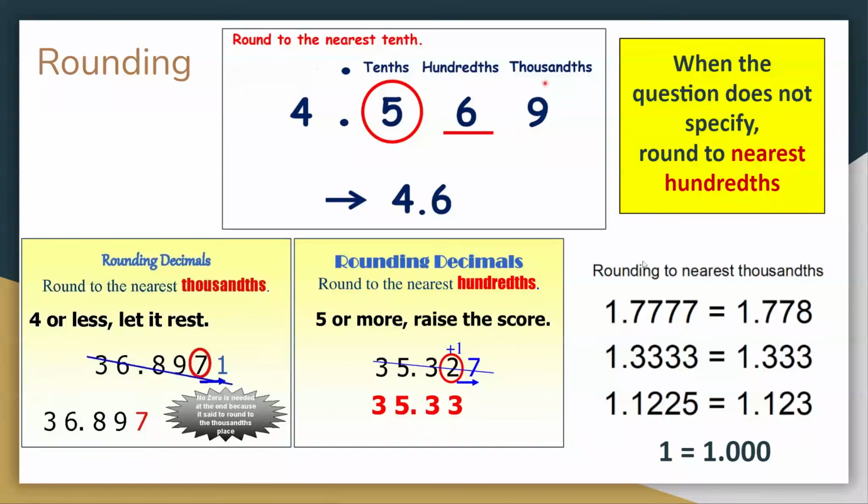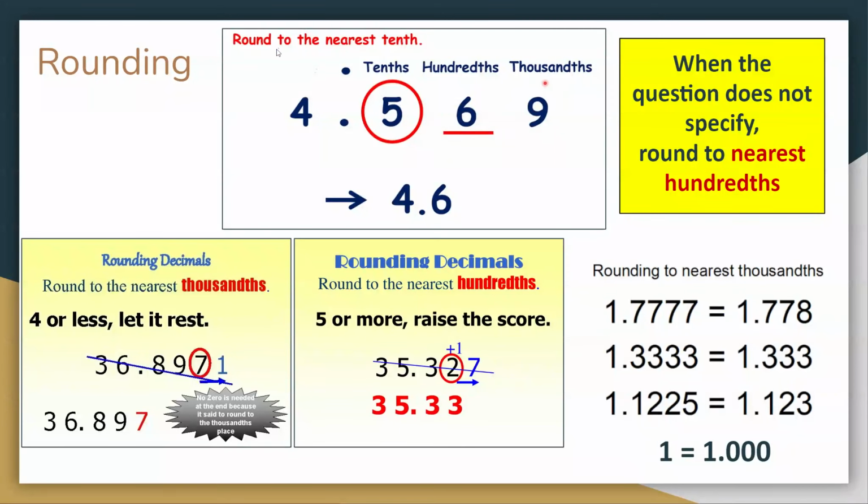Hey guys, so today we're going to talk about rounding, and it's very common in science to round to either the nearest tenths, hundredths, or thousandths. So these are the positions for each of the different types of rounding. If I were to round to the nearest tenths, I would be looking at this position, only one number to the right of the decimal. Hundredths would be two numbers after the decimal, and thousandths would be three numbers after the decimal.